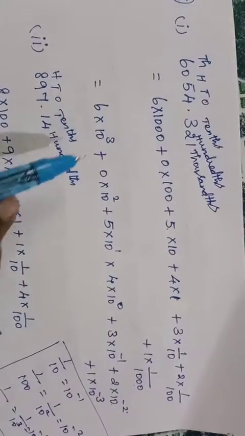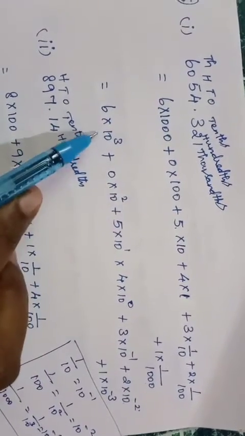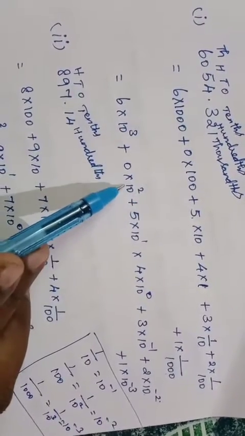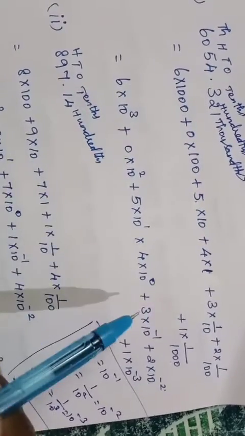So like this we have to proceed. Now we want to write it in powers as exponents. This is the form. The term 0 into 10 square is 0, so you can leave this term. This is the answer.